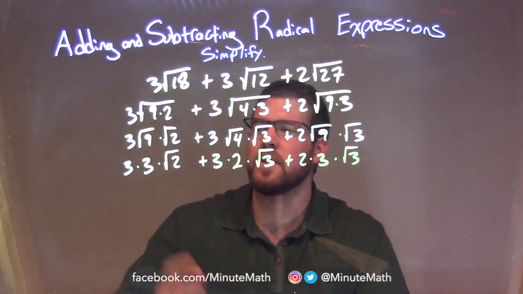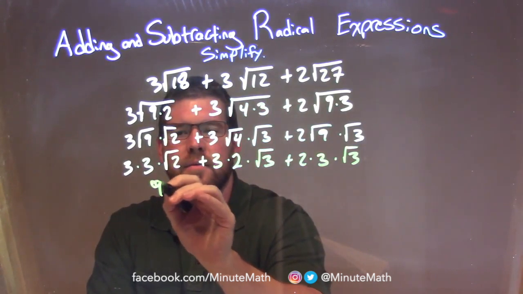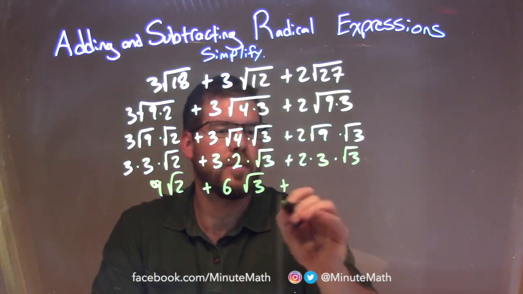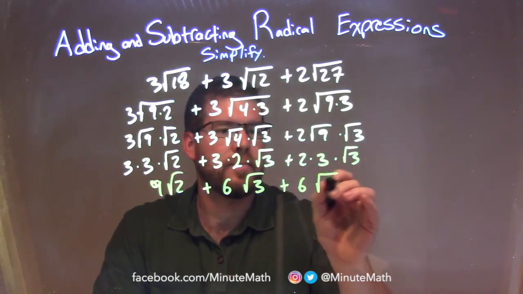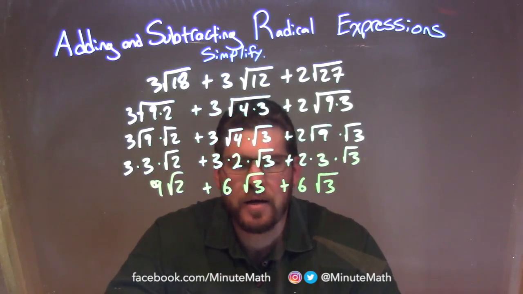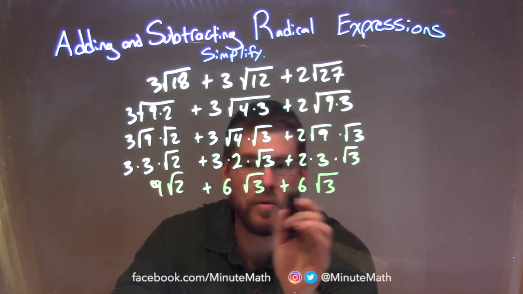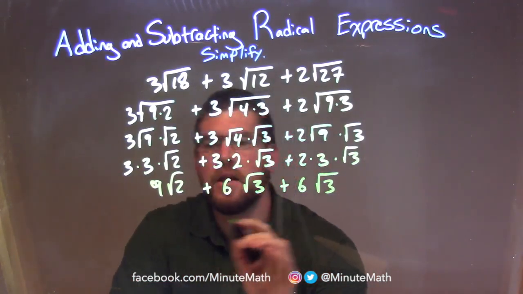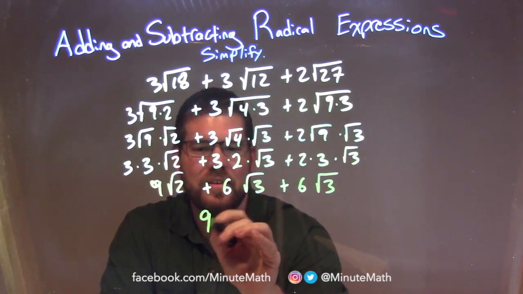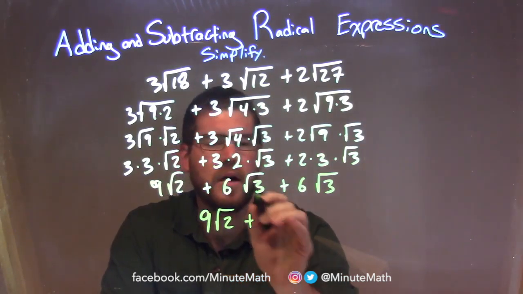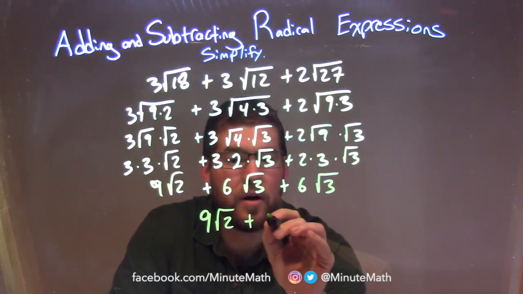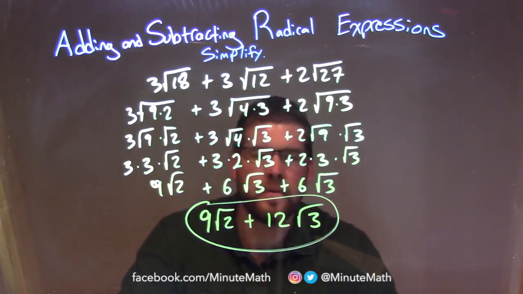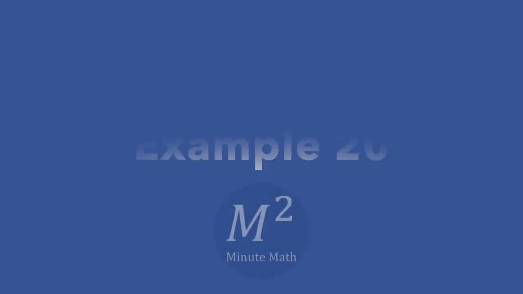So now let's simplify some of this. 3 times 3 is 9. So we have 9 square root of 2, plus 3 times 2 is 6 square root of 3, plus 2 times 3 is 6 again times the square root of 3. Now we can combine the terms that have the same square root. These two are both square root of 3, so we can combine them by looking at the numbers out in front of them. The square root of 2 is the only one that has to stay separate. So we have 9 times the square root of 2 plus, now the 6 plus the 6 becomes 12 square root of 3, and there we have it. Our final answer here is 9 square root of 2 plus 12 square root of 3.